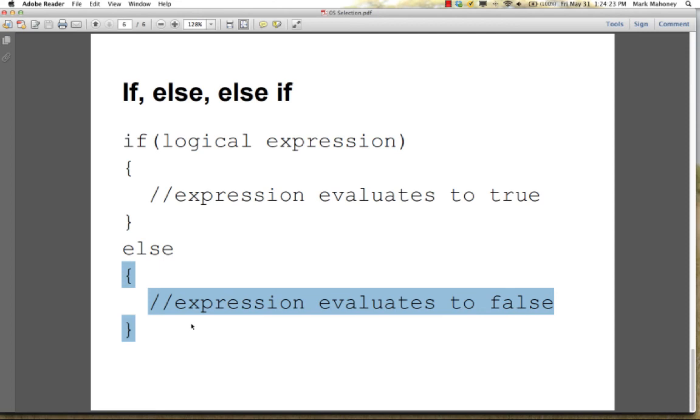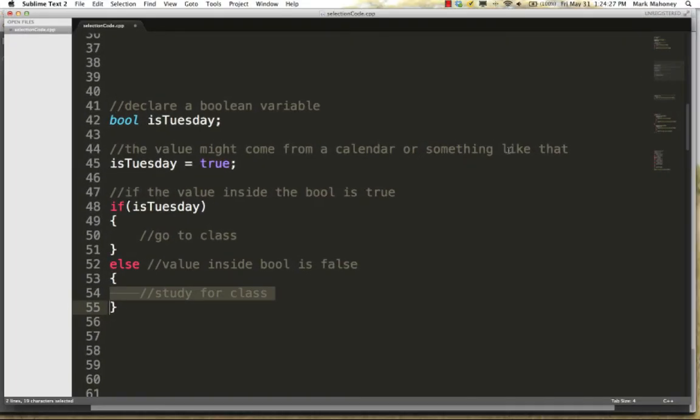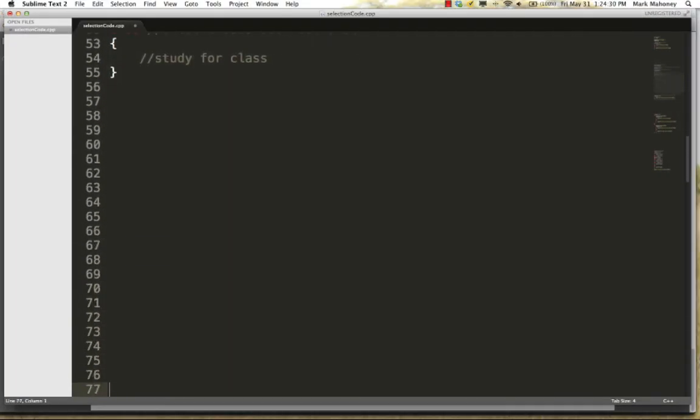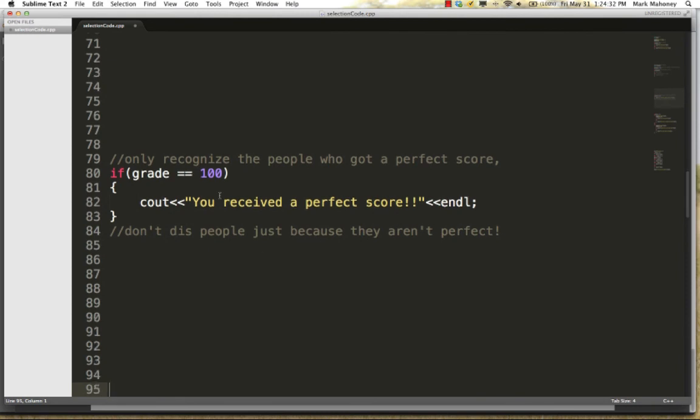Let's see, a few other things. You can have an if without an else. That's perfectly fine. So here's an example where maybe we only want to recognize people that get a perfect score. So if the grade is exactly equal to 100, we'll say, hey, you received a perfect score. But we don't want to diss people just because they didn't get a perfect score. So what's going to happen here is when the flow of control gets here, only the people who got exactly 100 will see this printed out.